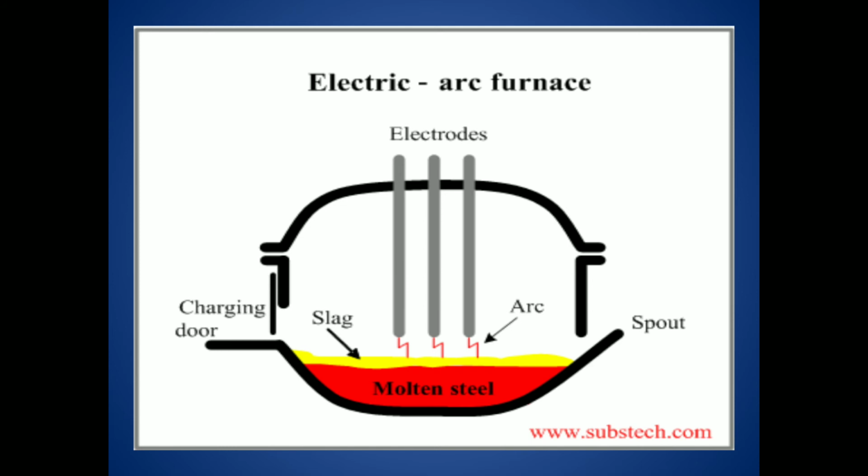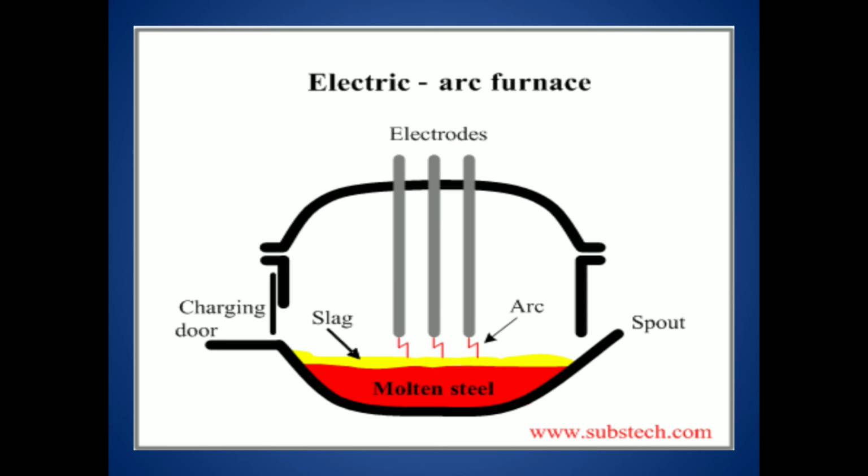And the main advantage of this basic electric arc furnace is that by using this we can manufacture special alloy steels as well as high grade carbon steels, special tool steels as well as high speed steels. That is the advantage of a basic electrical arc furnace.